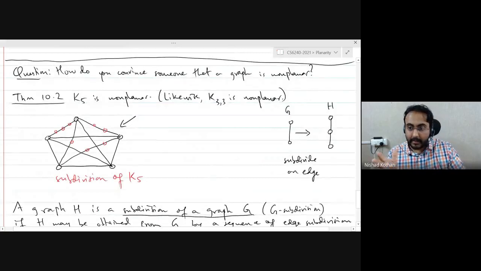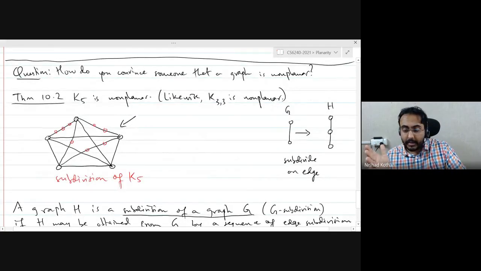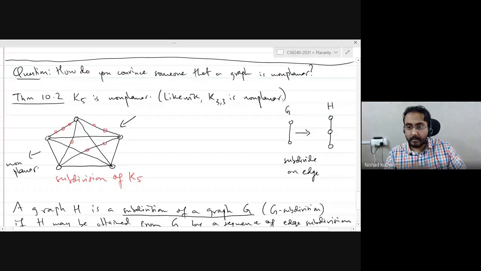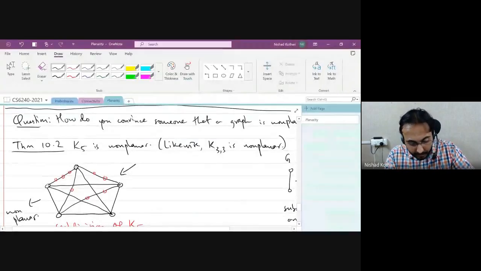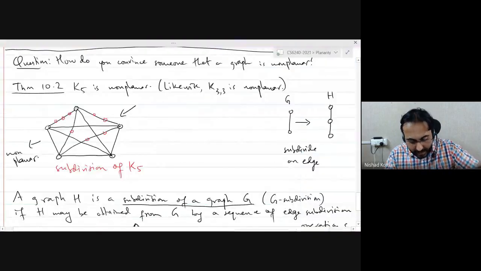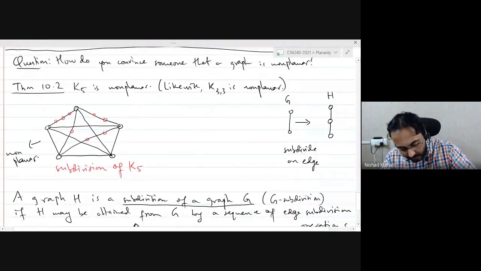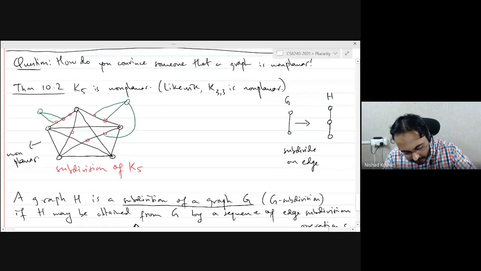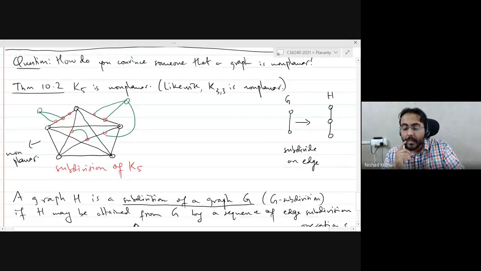You know that K5 is non-planar. By the observation, a subdivision of K5 is non-planar, right? So this graph that you see here is non-planar, right? Good. Now I can do other things with this graph. I can play around more by adding stuff to this graph. So let me add a new vertex and join it to these three guys. Let me add one more new vertex and join it to these two. Let me add an edge between these two.